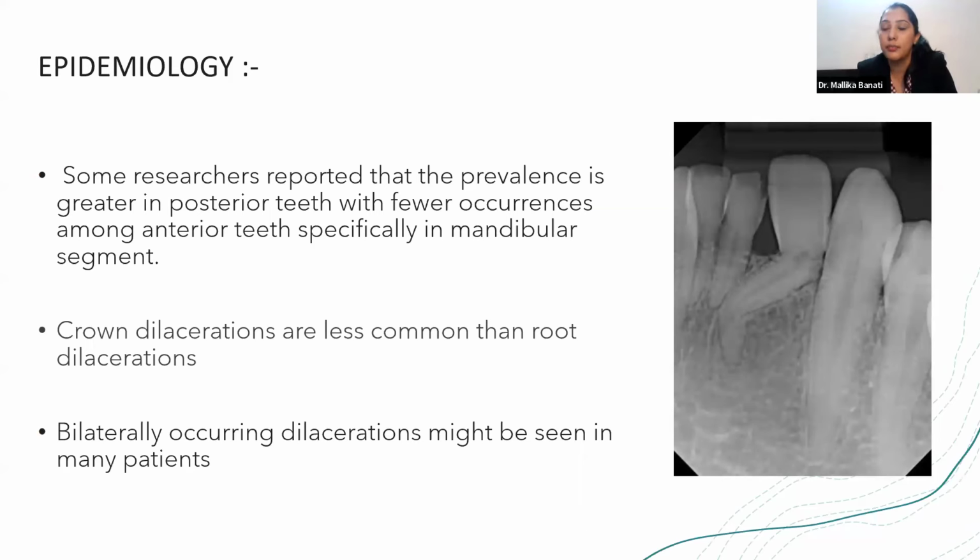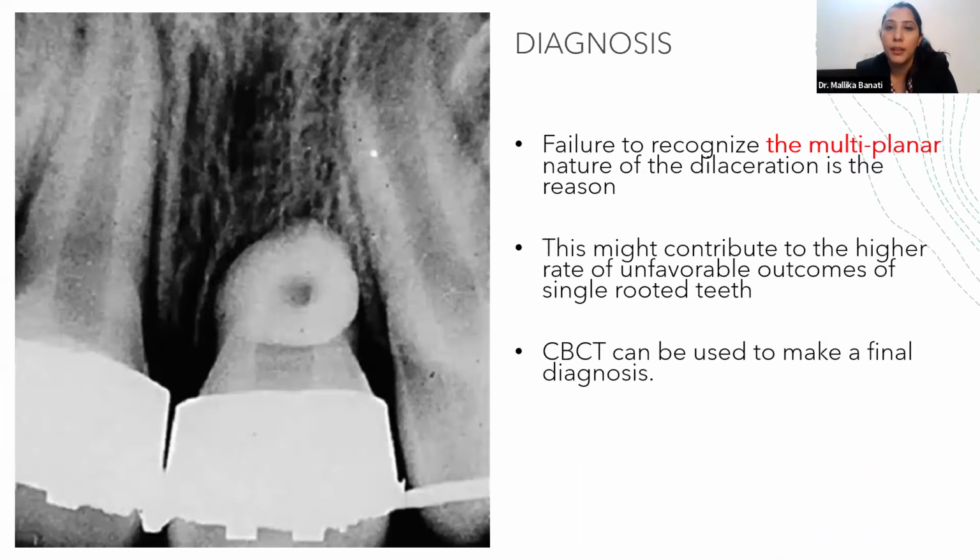So, the epidemiology: researchers have very different findings. According to some researchers, the prevalence is greater in posterior teeth, but according to many others, the prevalence is more in premolars and anterior teeth. Crown dilacerations are far less common than root dilacerations. Bilaterally occurring dilacerations might be seen in many patients, and those are associated with Ehlers-Danlos syndrome.